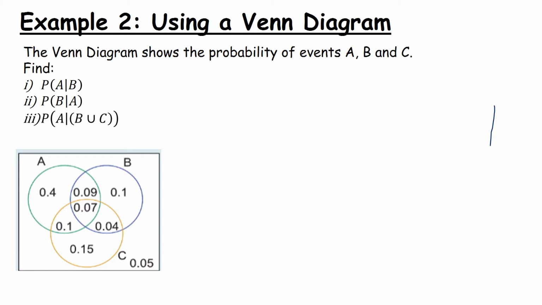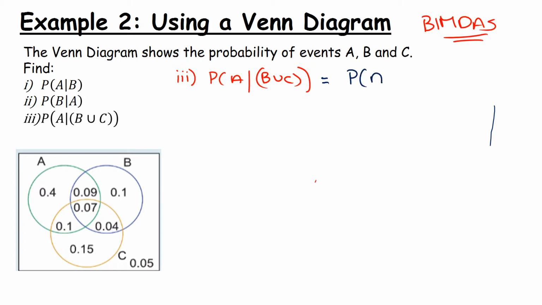Now I've just cleared that just so we can have a bit more space to work. So let's work with part 3. The probability of A given B union C. So remember, just when you started out, you would have learned BIMDAS, so back in first year. We're going to have to follow that. So we want to do what's in the brackets first. So B union C are together. So what that actually means for us is it's the probability of A intersection B union C all over the probability of B union C.